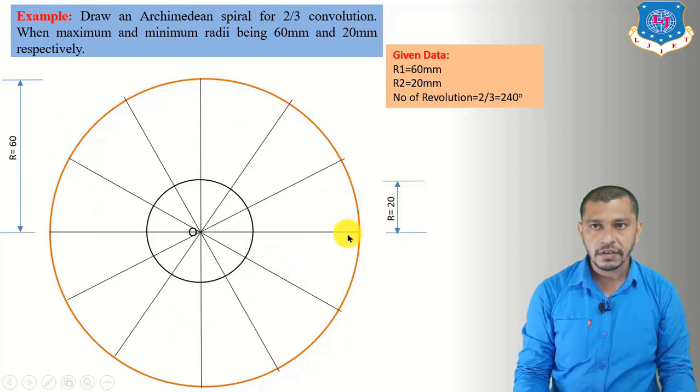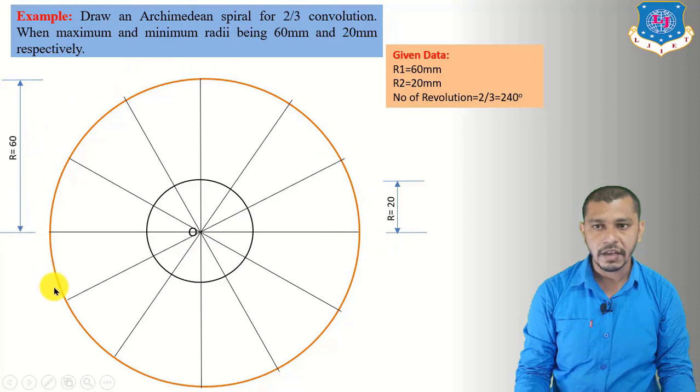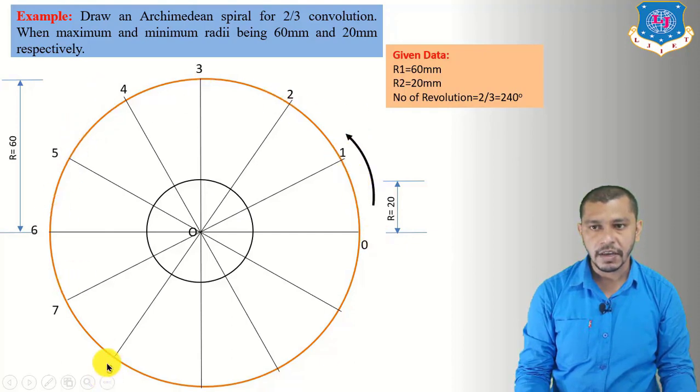After dividing the circles, in this problem also we will draw the spiral in the anti-clockwise direction. So we have to give the numbering in the anti-clockwise direction, but up to 240 degree, not 360 degree or not 720 degree. So in the anti-clockwise direction, 0, 1, 2, 3, 4, 5, 6, 7, 8. So here we will get 240 degree because 0 to half it is 180 degree, 210 degree and 240 degree. So we have to give the numbering up to this point only, up to 8 divisions only.